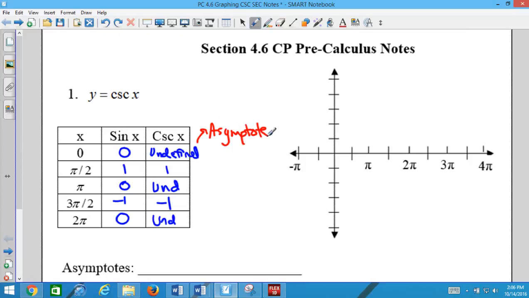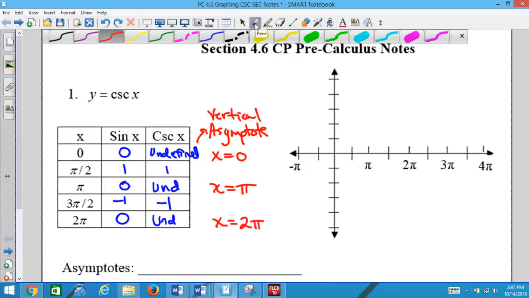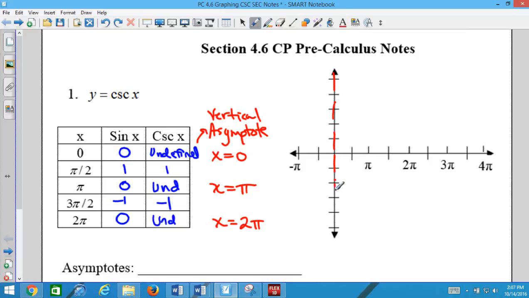So in the graph, when x equals 0, we're going to have a vertical asymptote, where x equals pi, and also where x equals 2 pi. So I'm going to go ahead and graph those asymptotes, and I'm going to graph the two ordered pairs that we have also. We have our vertical asymptote at 0, at pi, at 2 pi. And as I'm graphing these, I'm going to have to continue my pattern.